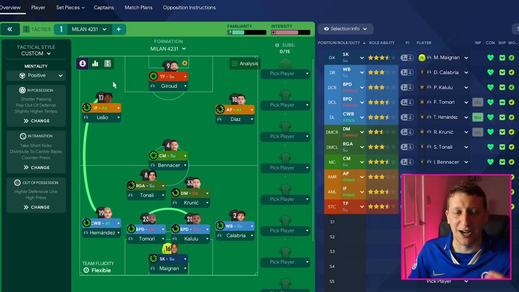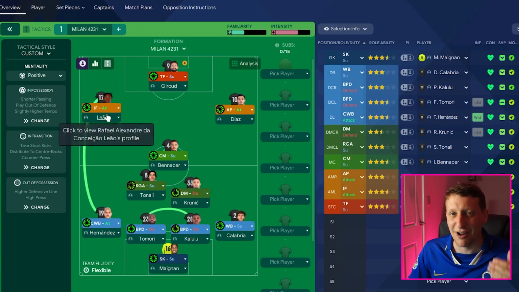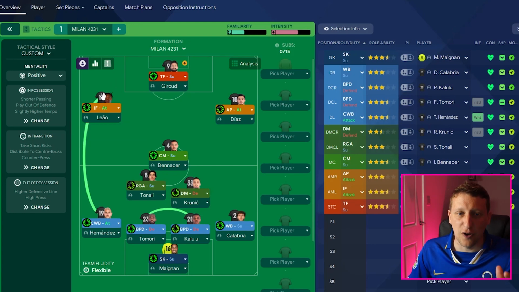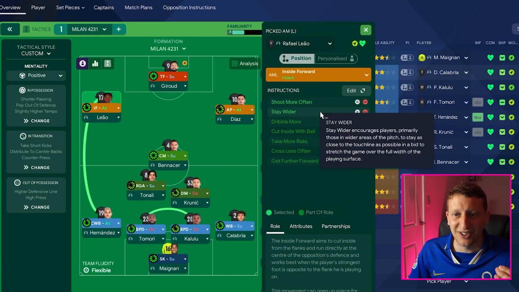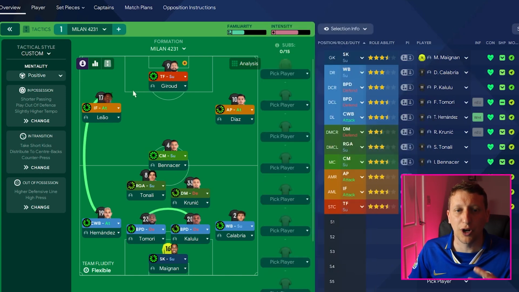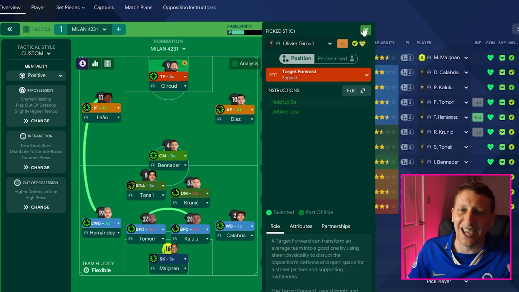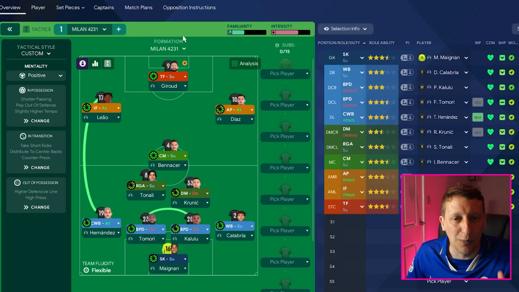And then on the left-hand side, we've got the leading goal scorer, the superstar, Rafael Leao. Inside forward on attack, instruction of stay wider and shoot more often. We want him to hug as much of the touchline as possible, create those 1v1s. And then Giroud up front, target forward, on support, no player instructions.